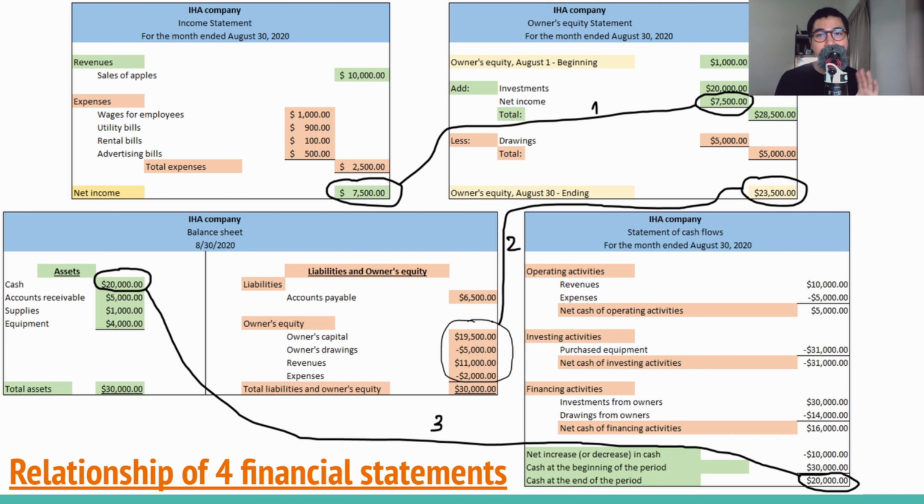Okay, so this is not done yet, and I think it is the right time to talk about the relationship of the four financial statements that we have been talking about so far. Now we can see in the slide, we're going to start with the first relationship: the net income is used to calculate the ending owner's equity in the owner's equity statement. The second relationship is that the ending owner's equity is needed in preparing the balance sheet. The third relationship is that the amount in the cash category equals the cash at the end of the period in the statement of cash flows.